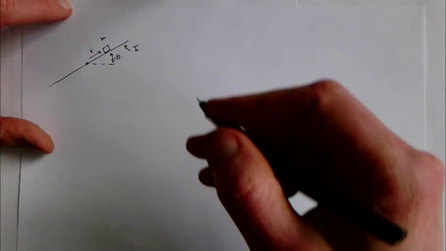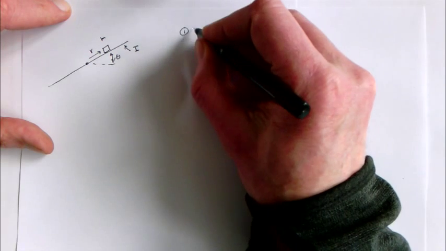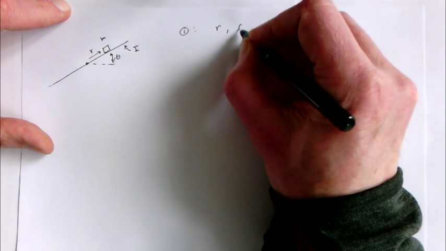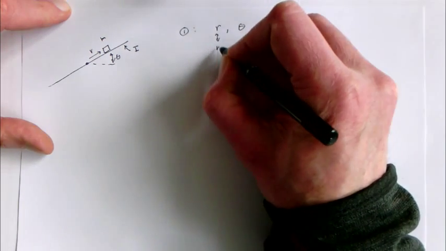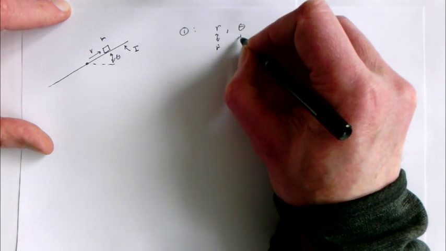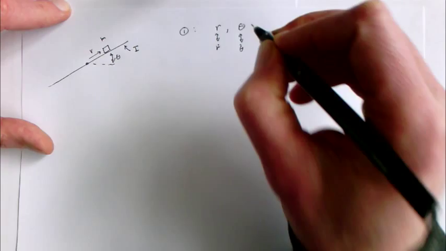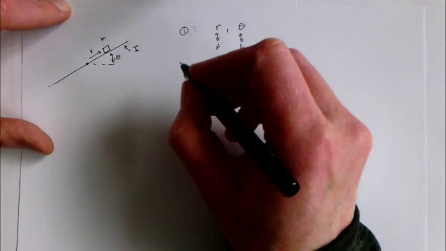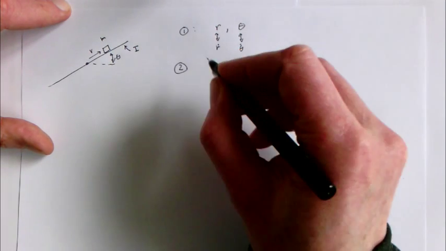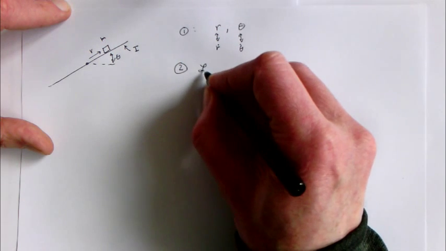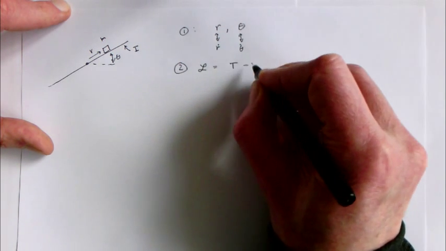If I'm using a Lagrangian approach, my first step is to figure out what the coordinates are. So I've got r and theta, and correspondingly the time derivatives of those, r dot and theta dot, that I need as my state variables for the system. The second step is to figure out what the Lagrangian actually is. It's the kinetic energy minus the potential energy.